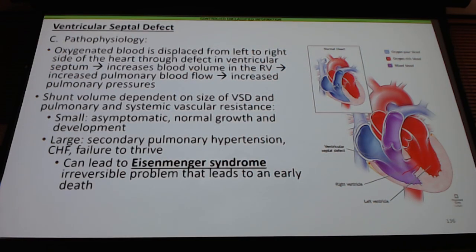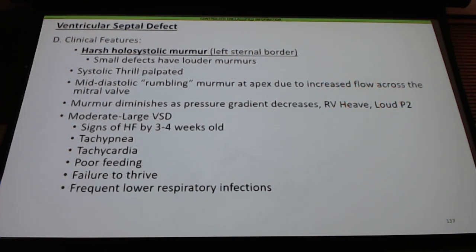Over decades, the problem with this is it can then lead to a reverse of the shunt, where instead of you now having this left to right shunt, that pressure on the right side, because of having to compensate for this condition, you may have that shunt reverse, and now you get a right to left shunt. Now you're mixing deoxygenated blood with oxygenated blood on the left side, and now you're having hypoxic blood going out into the arterial system, and that's Eisenmenger's syndrome.